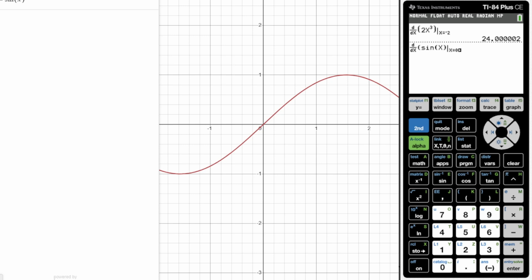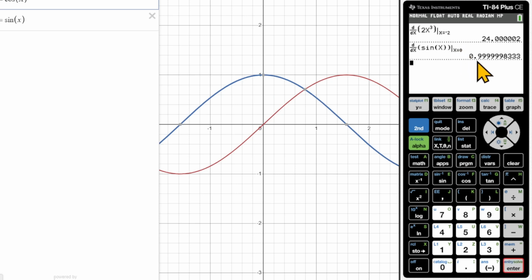So here I've graphed y equals sine of x, and I'll overlay that with y equals cosine x. And here we see on the blue trace is cosine x, and at x equals 0, our answer should be 1. So now going back to the calculator, I will push enter. And it's again giving me a number really close to 1, but we just round this off. So the derivative of sine of x at x equals 0 is 1.